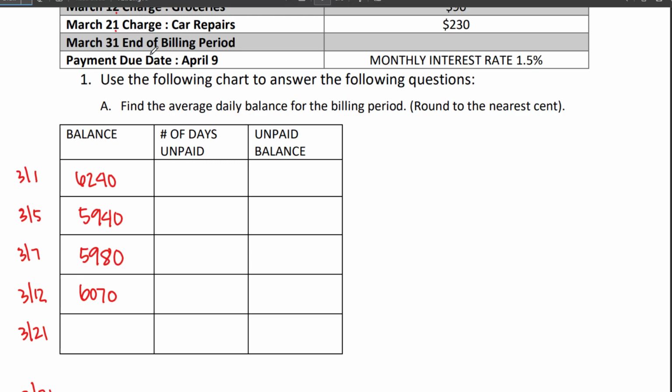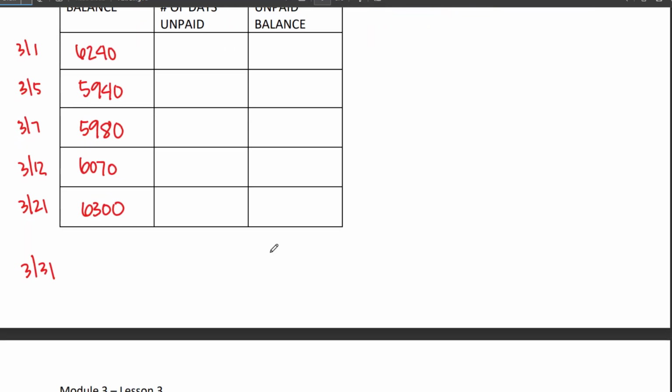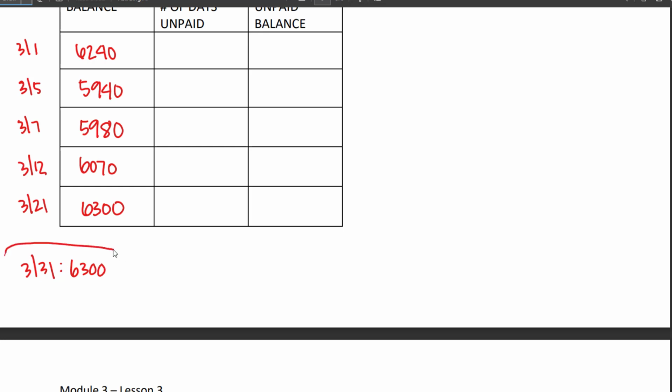And then our last transaction, we have car repairs that are $230. We are adding it to our balance because we are adding that money on. So our new balance is $6,300. Okay, so we have all of our transactions for the month. Since we don't make any more payments or do any more transactions, our balance at the end of the month is $6,300, okay?